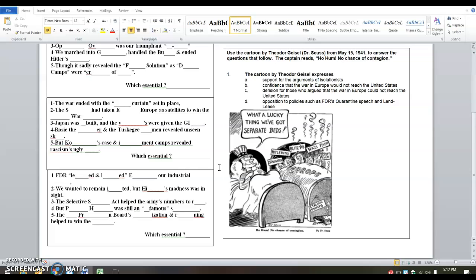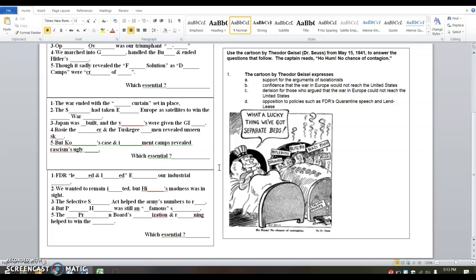And then FDR lent and leased England our industrial might. We wanted to remain isolated, but Hitler's madness was in sight. The Selective Service Act helped the Army's numbers to rise, but Pearl Harbor was still an infamous surprise. The War Production Board, mobilization and rationing helped to win the fight. That's 12.2, American mobilization.